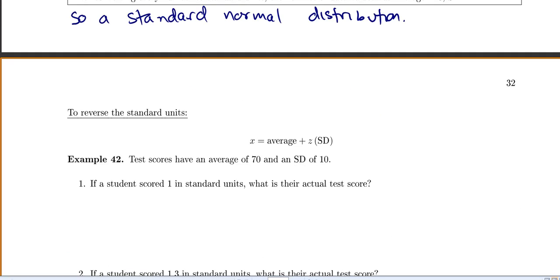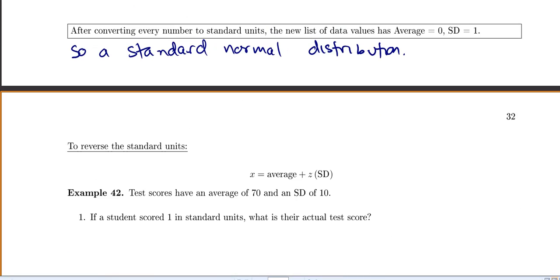Now we might want to reverse our standard units. To reverse our standard units, we just rearrange that equation, where remember z was x minus the average divided by the standard deviation. So if you just rearrange it, you multiply by the SD, you add the average, you'll get back to x.